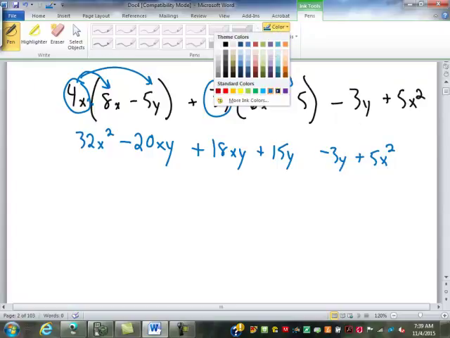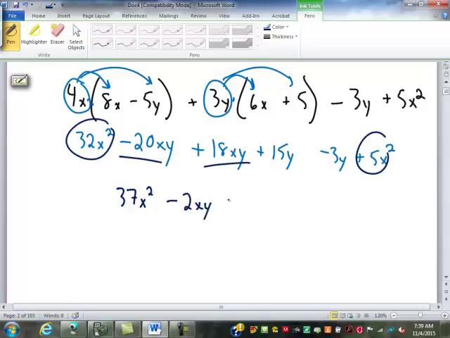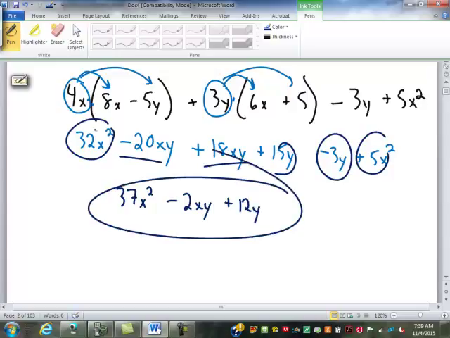Now we can combine, no more multiplication or division, but we can combine with addition and subtraction. 32x squared and 5x squared make 37x squared. Negative 20xy and positive 18xy make negative 2xy. And 15y and negative 3y make positive 12y. There it is. Any questions?